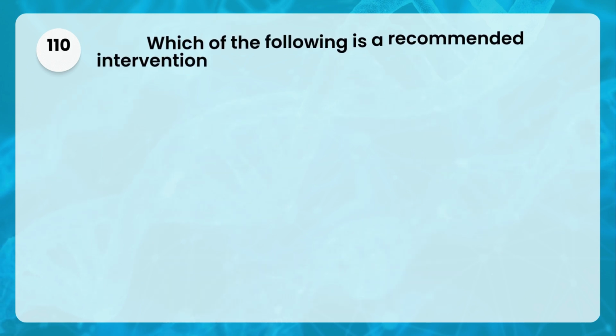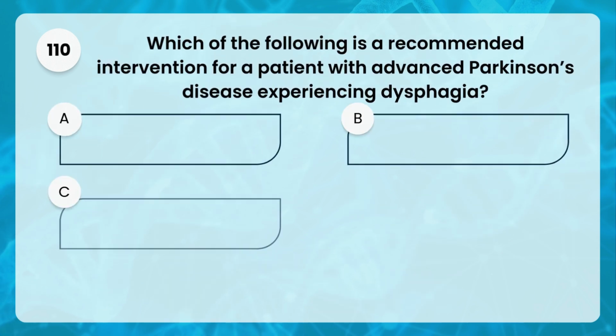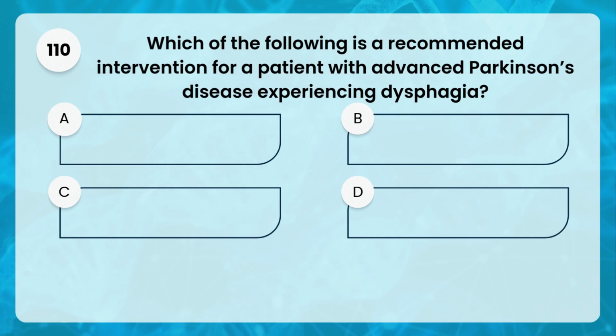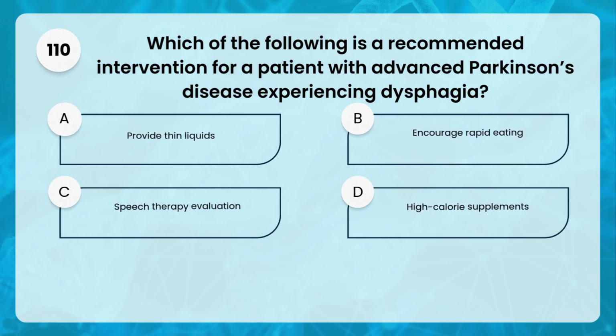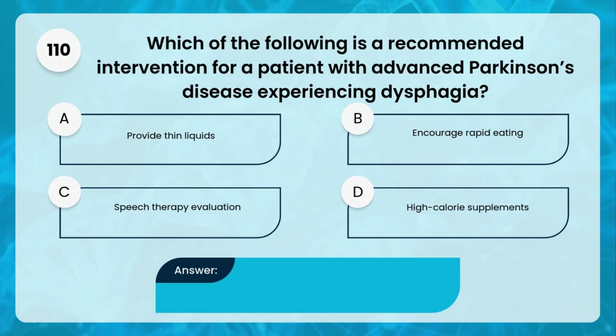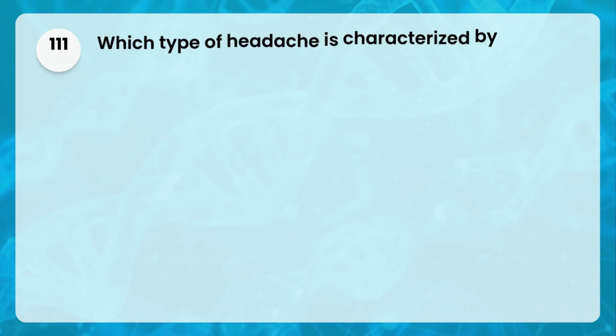Number 110. Which of the following is a recommended intervention for a patient with advanced Parkinson's disease experiencing dysphagia? A. Provide thin liquids. B. Encourage rapid eating. C. Speech therapy evaluation. D. High-calorie supplements. The answer is C. Speech therapy evaluation.